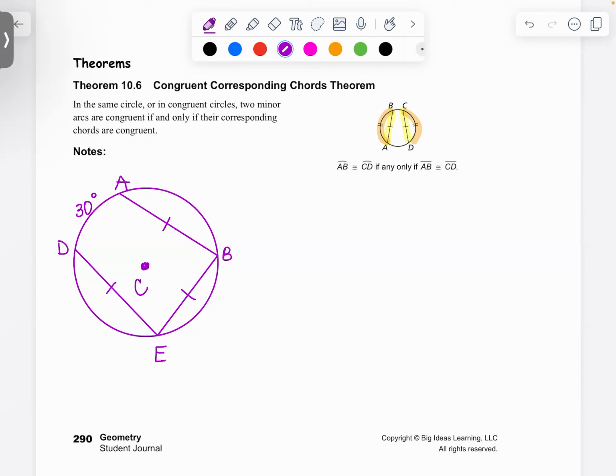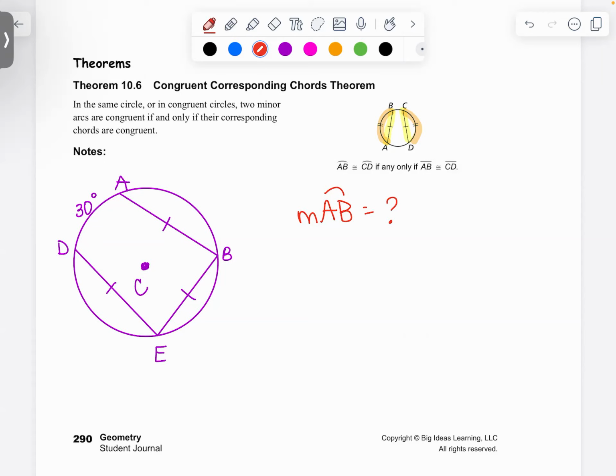Okay, so I want to know the measure of arc AB. That's what we're on the hunt to find. Okay, so tell me something. What is true about the measure of arc AB? Ben? It is congruent to the arc of BE.